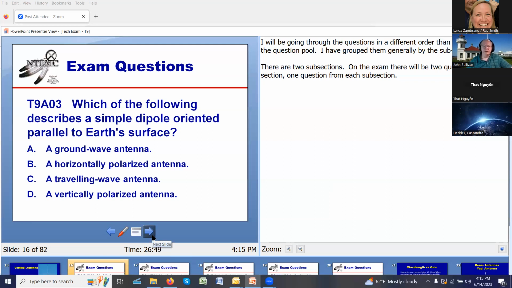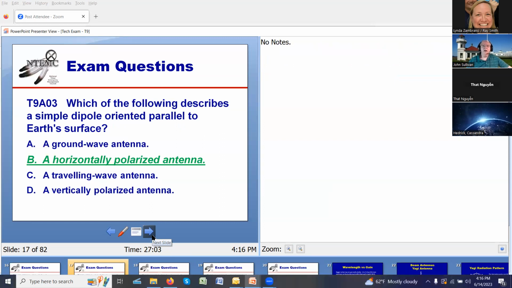So let's look at the first one here. Which of the following describes a simple dipole oriented parallel to the Earth's surface? If it's parallel, it's horizontal to the Earth. So we are looking at a horizontally polarized antenna.